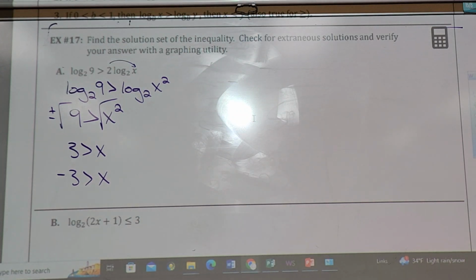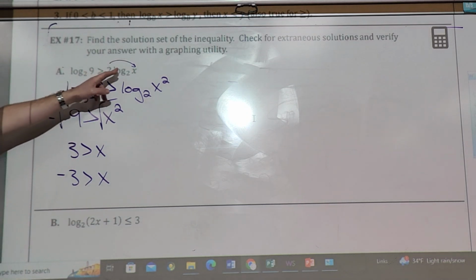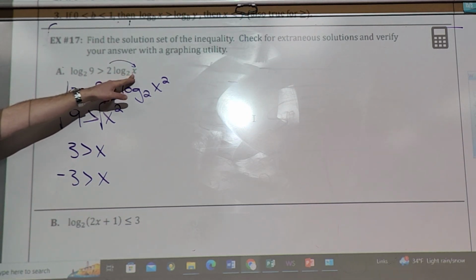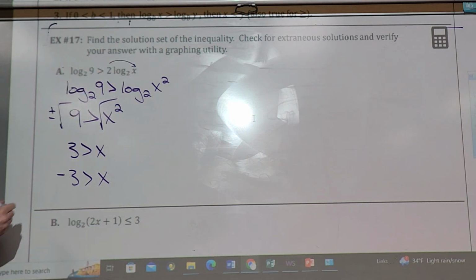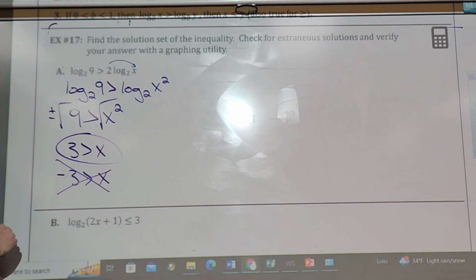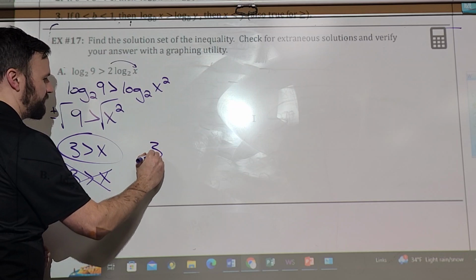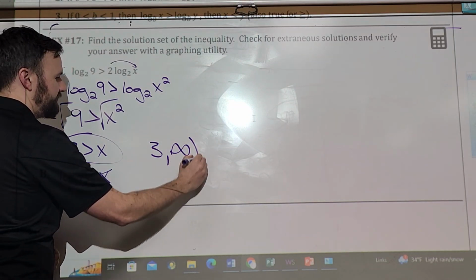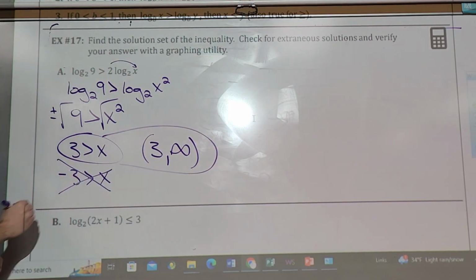Now think about this. Can x be less than negative 3? Why not? Can't take a negative log. So this is my only solution, right? Or I could have written from 3 to infinity. See, we have to write that.